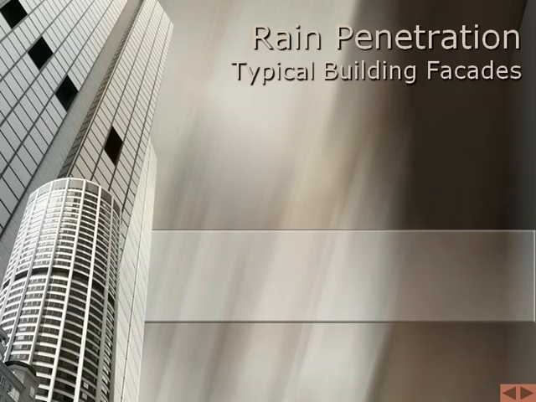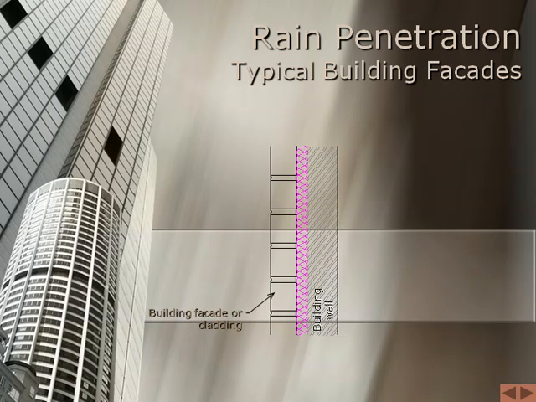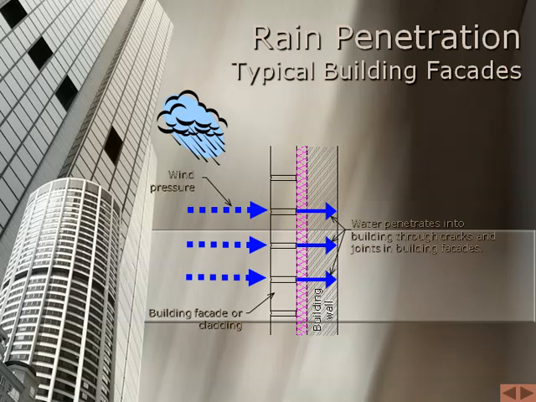Rain penetration on typical building facades. Let's review a typical building wall section in which the building facade is directly abutting the building wall system. Rain as a water source falls onto the building wall face, which then forces the water into openings in the face of the building, allowing the water to penetrate areas interior of the building, creating potential damage scenarios.